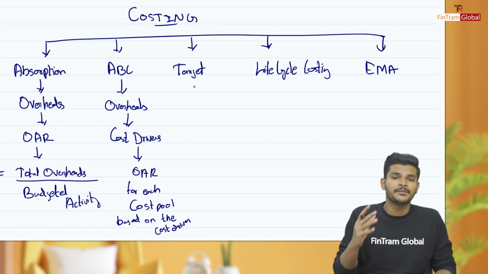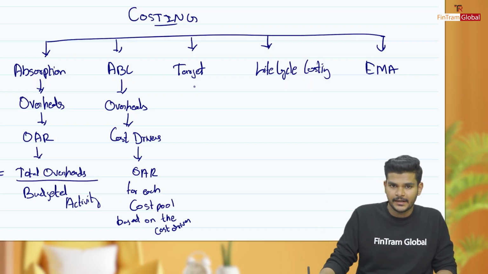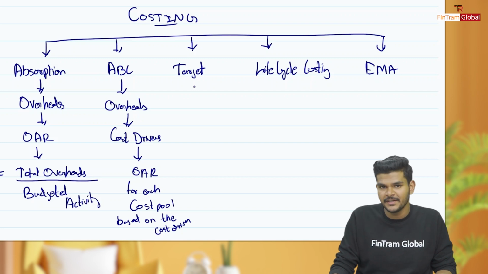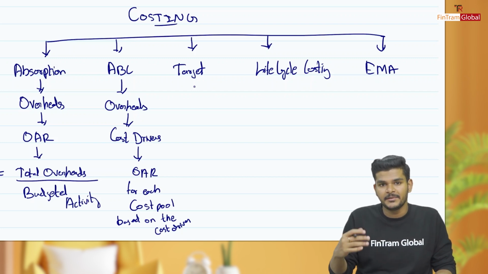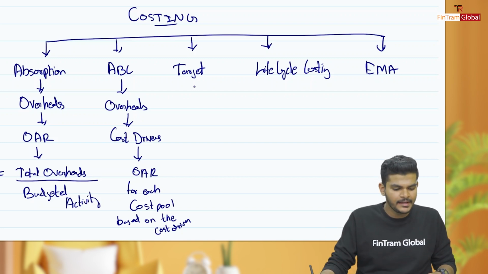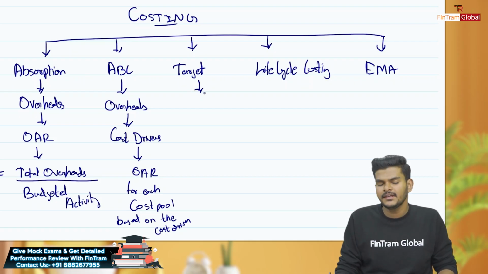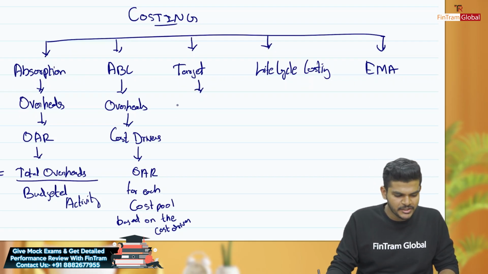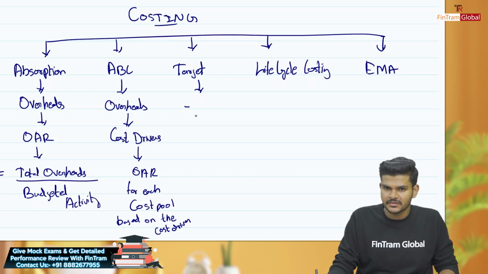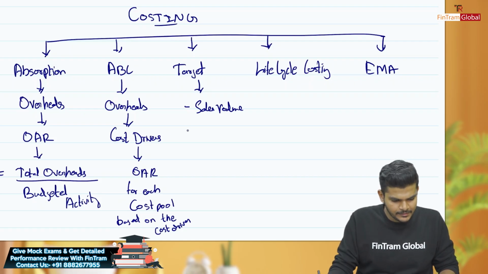And we use this ABC approach in many other concepts down the line as well. Like there's activity-based management and activity-based budgeting, so we will look into that. And another costing method that we've learned was target costing. So within target costing, what do we do? Well, it's a step-by-step process. First of all, we determine the sales volume. How many products are we planning to sell? We determine that, and after that, we determine the selling price.